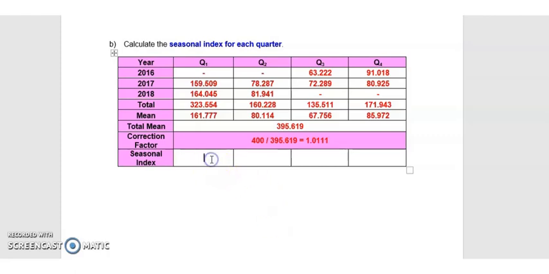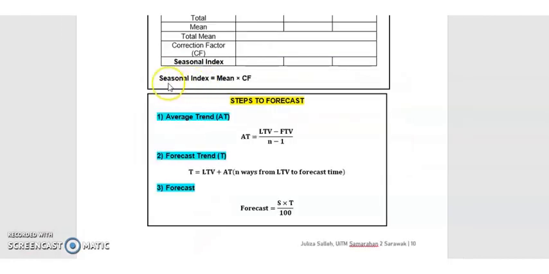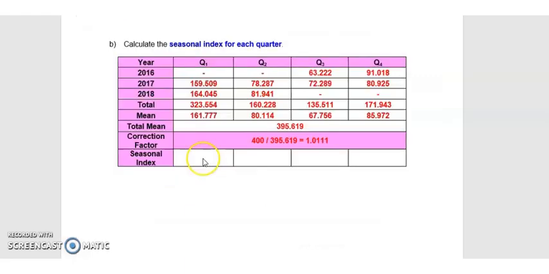Okay, last one, calculate seasonal index. So again, how do we calculate seasonal index? Look here, seasonal index equals mean multiplied by correction factor. So mean for first quarter, 161.777, multiplied by correction factor 1.0111. So this one will be equivalent to 163.569.